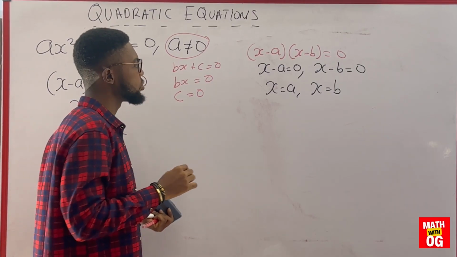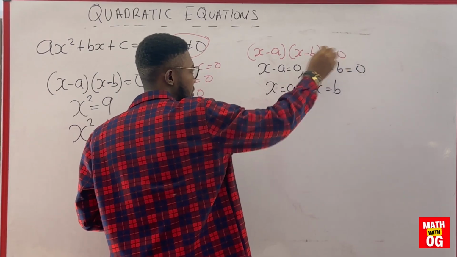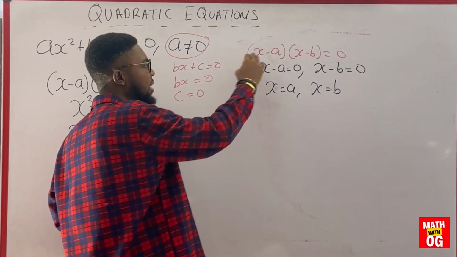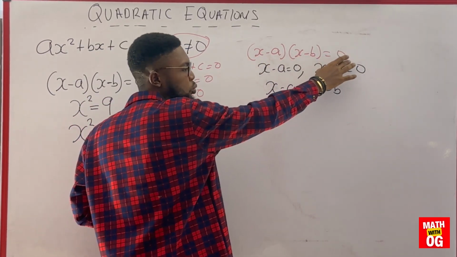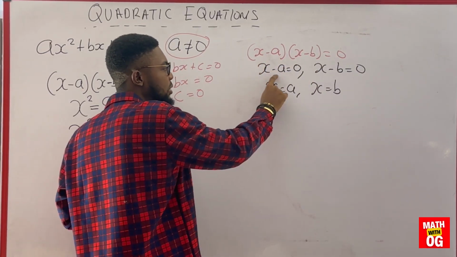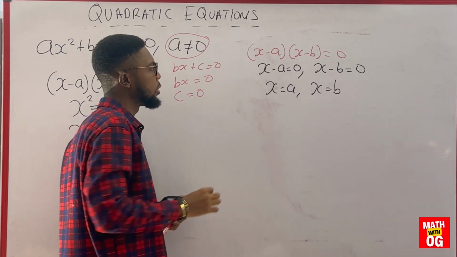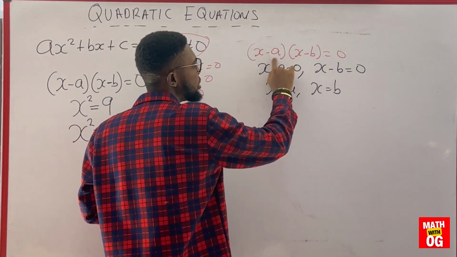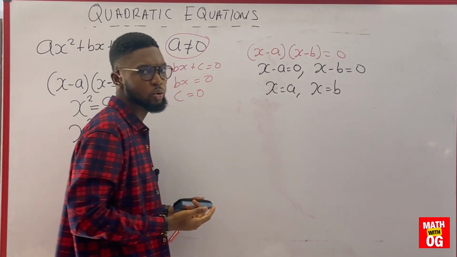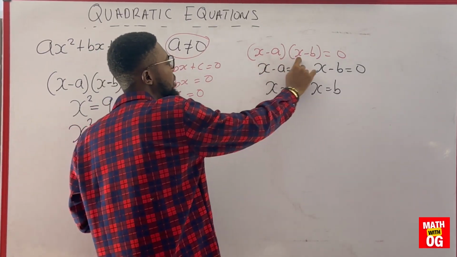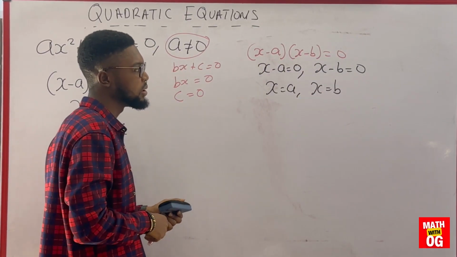Note that this does not hold when the value here is not 0. That means if you have x minus a, x minus b equal to 2, you can't write x minus a is equal to 2 or x minus b is equal to 2. It's very wrong. For a product of two numbers to be equal to 2, the two don't necessarily have to be 2. So it makes no sense. This is only valid when the product of two numbers is equal to 0.